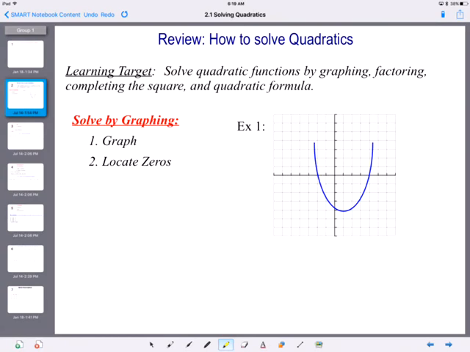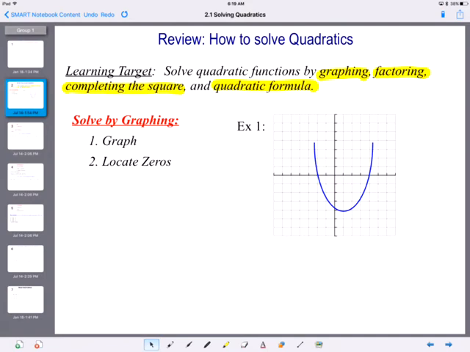As we begin chapter 2, we will discuss polynomial functions, but one of the things we need to know how to do is solve quadratics. So we're going to learn how to solve quadratics by graphing, by factoring, completing the square, and the quadratic formula. The first one, though, we're just going to look at the basics of graphing. We're not going to go through the entire process of it.